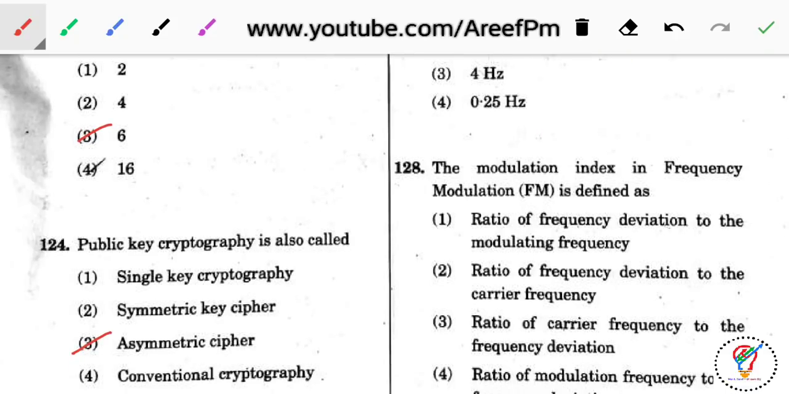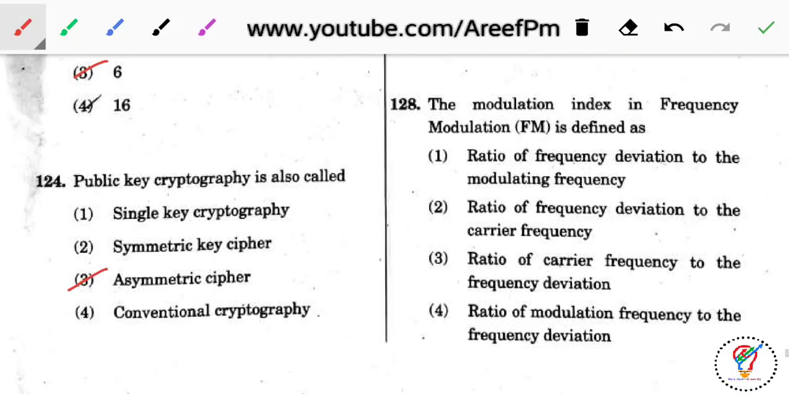Next, 128. The modulation index of frequency modulation is defined as the ratio of frequency deviation to the modulation frequency.